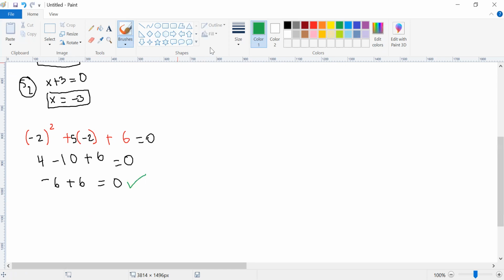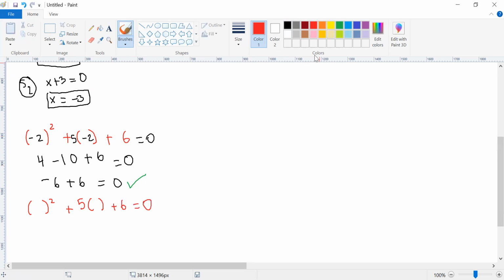The second solution that we need to check is, again, negative 3. So I'm going to make my exoskeleton again without making the same mistakes I made last time. Plus 5 times that plus 6.